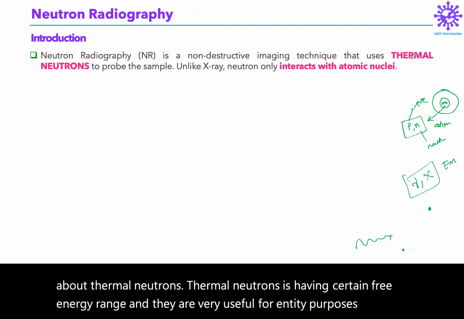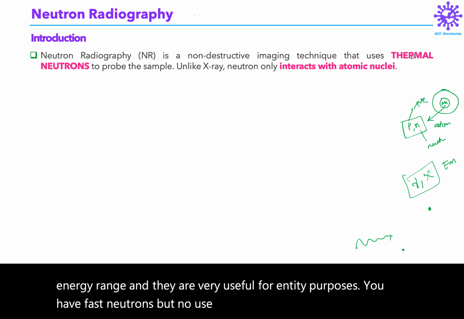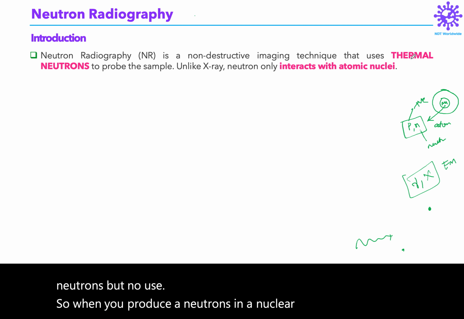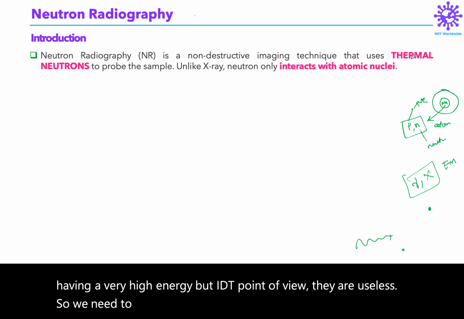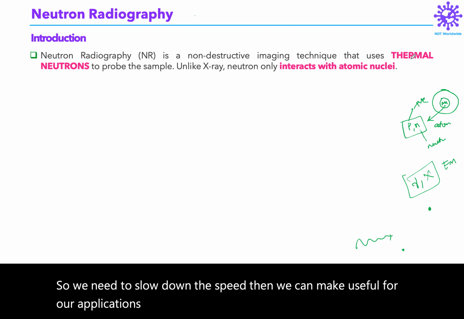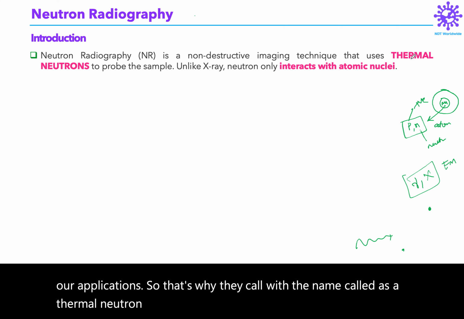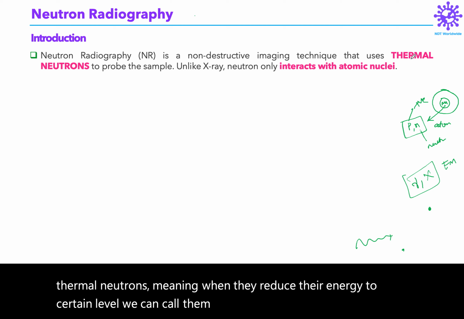You have fast neutrons but they are of no use. When you produce neutrons in a nuclear reactor, they all have very high energy, but from the NDT point of view they are useless. So we need to slow down their speed, then we can make them useful for our applications. That's why they are called thermal neutrons, meaning when they reduce their energy to a certain level, we can call them thermal neutrons.